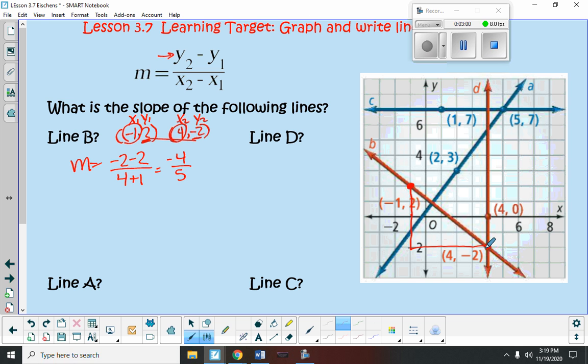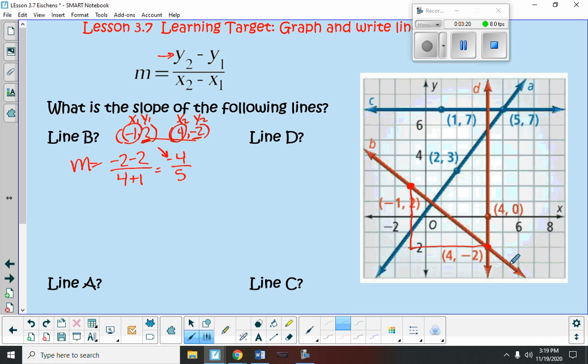And another thing I want to point out is that the slope is negative. Notice that. When you look at a line that has a negative slope, if you look from left to right, it is falling. So always remember that, when you're graphing, if your slope is negative, your line should be falling if you graph it correctly.